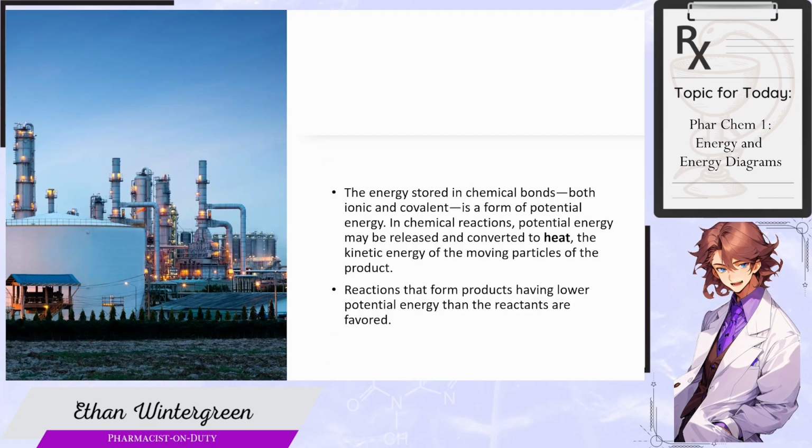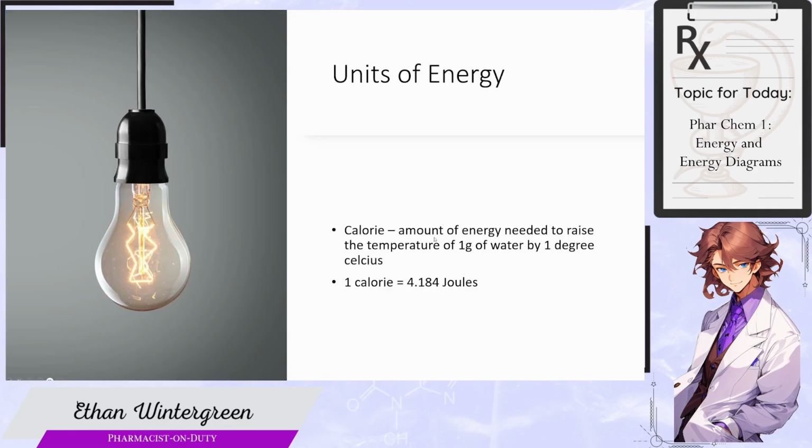The energy stored in chemical bonds, both ionic and covalent, is a form of potential energy. So in chemical reactions, the potential energy may be released and converted to heat and the kinetic energy of the moving particles of the product. Reactions that form products having lower potential energy than the reactants are favored. High energy substances tend to form lower energy substances, since lower energy substances tend to be more stable and higher energy substances tend to be less stable.